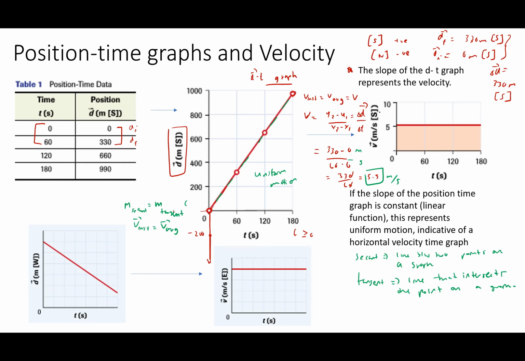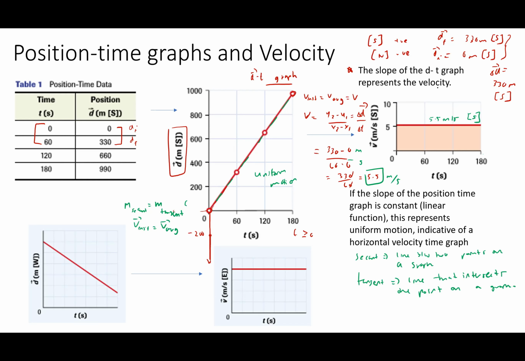So as a result, the velocity time graph that you can see here is going to have a horizontal line, right? You can imagine that this basically means that the object is moving from 0 to 180 seconds. It's going 5.5 meters per second south. Okay, so it's very important that you can convert between your position time graph and your velocity time graph.